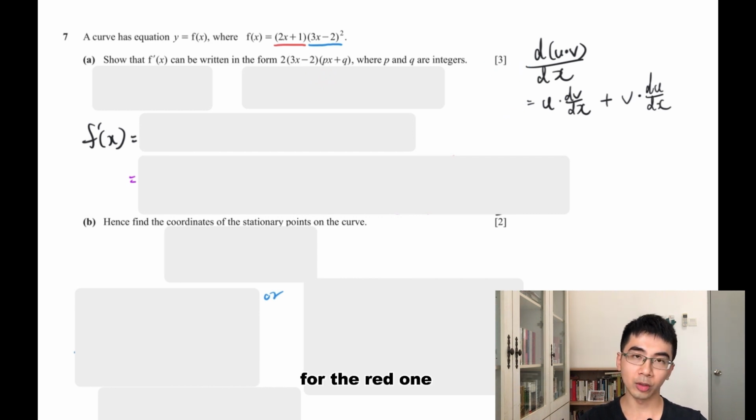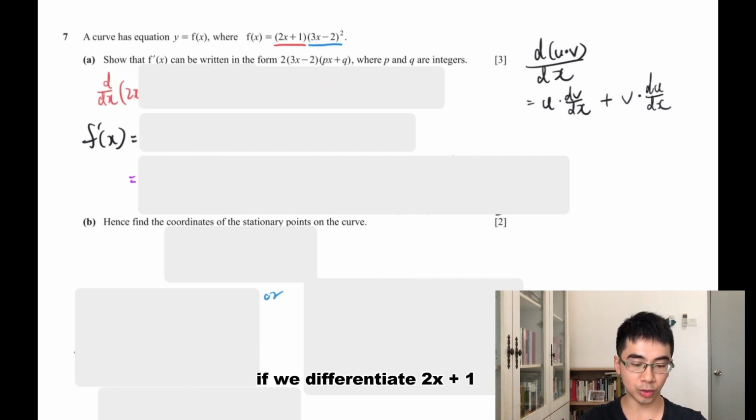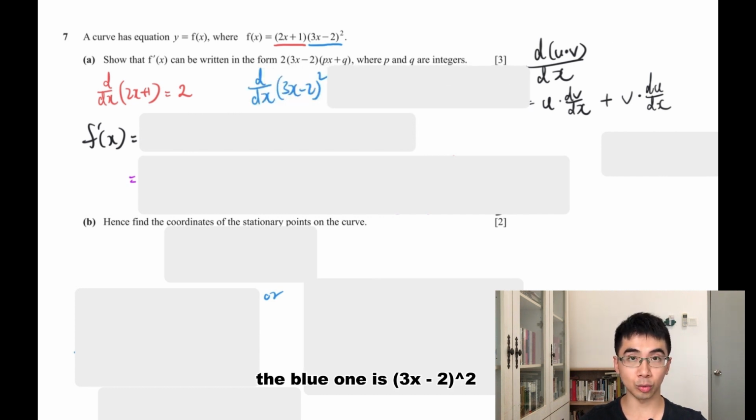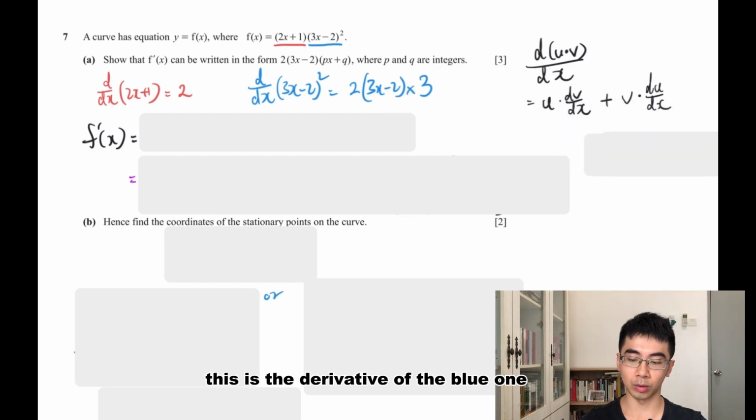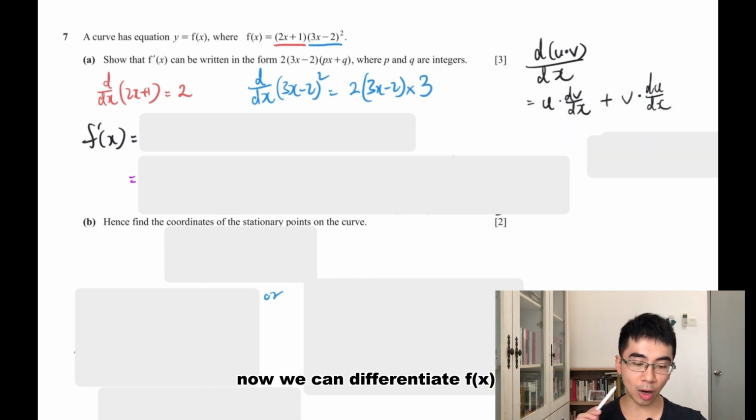So let's do it. For the red one, if we differentiate 2x plus 1, it will just give you 2, right? How about the blue one? The blue one here is 3x minus 2 to the power 2. So we need to use the chain rule first. So it will be equal to 2 times 3x minus 2, and then further differentiate the bracket. It will be 3. This is the derivative of the blue one. So now we can differentiate f of x.